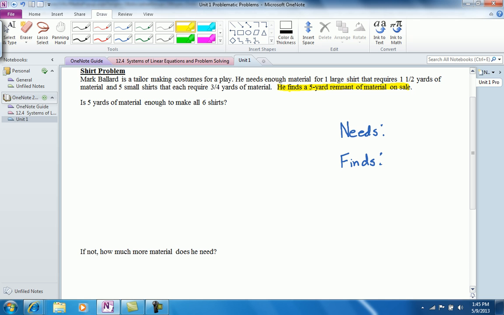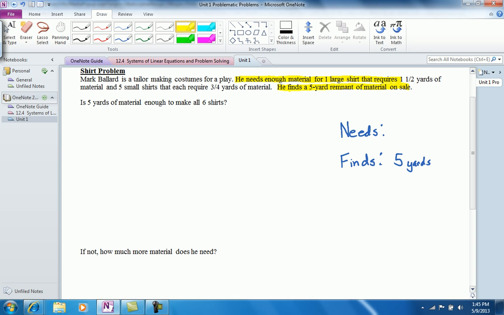He finds a 5-yard remnant of material on sale. So I know how much he finds. He finds 5 yards. Okay, so I have that. And let's focus on his needs. His needs are a little bit more difficult to determine.